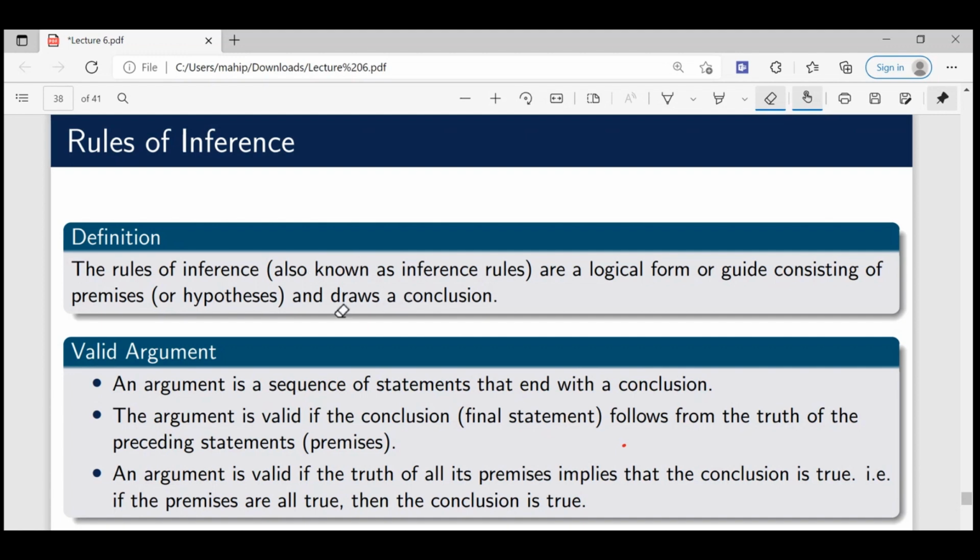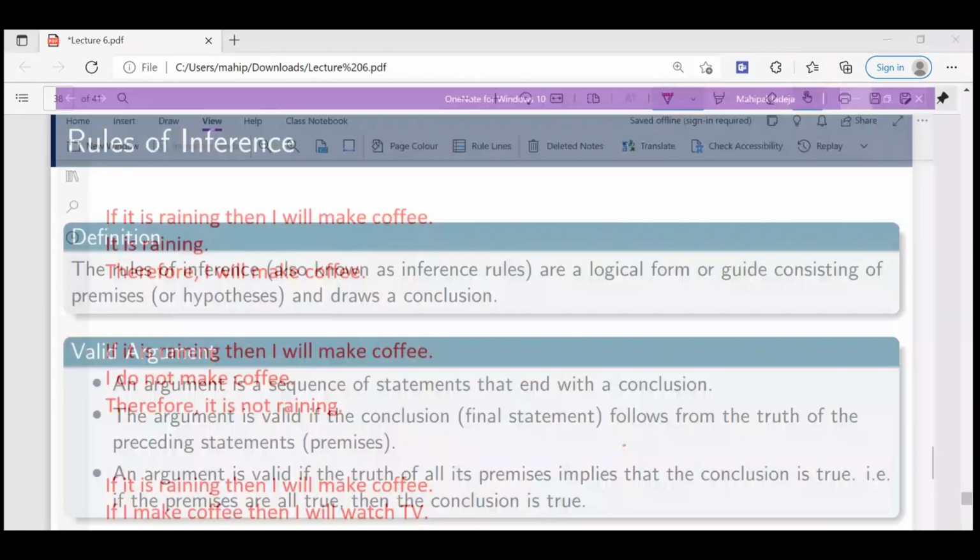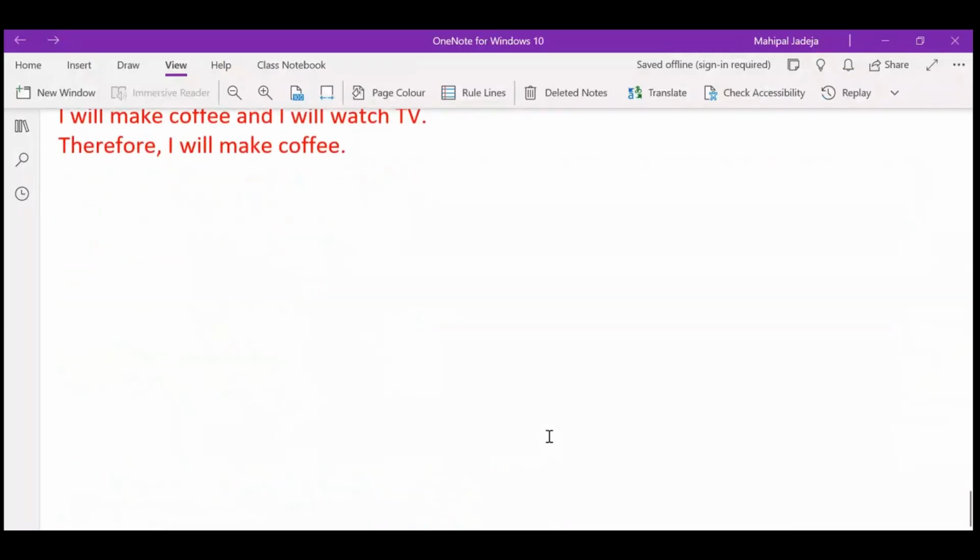Rules of inference, also known as inference rules, are a logical form or guide consisting of premises or hypotheses and drawing a conclusion. So basically, what is the idea of these rules of inference? We start with some statements. Let's say the statements are like this: statement 1, statement 2, statement 3, up to statement n. And then we talk about some conclusion statement, let's say C.